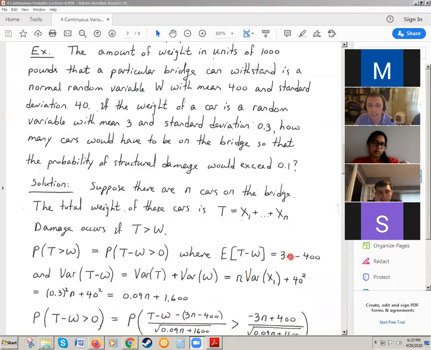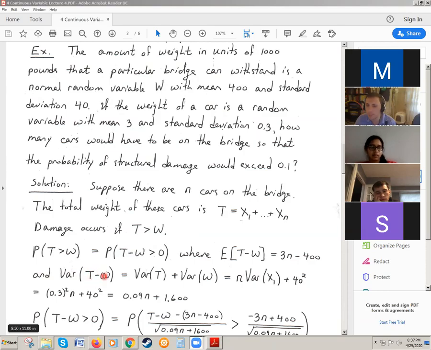is 3 times n, correct? Because we have n cars, and that's the sum of the expected values of the weight of each car. So it's 3 times n. Good. And minus 400, which is the expected value of minus W. Good. And now what is the variance of T minus W?